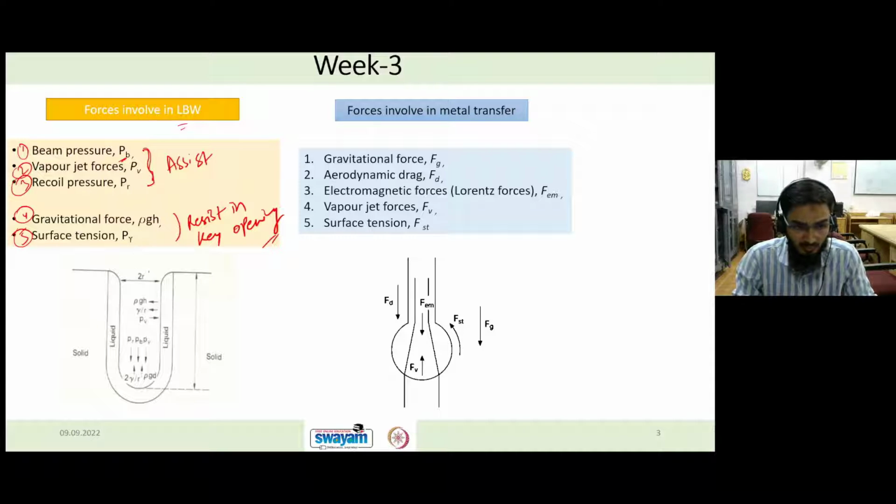So here you can see how these forces are generated. Let's say beam pressure. Beam pressure is nothing but the laser beam which is trying to penetrate inside your material. Then vapor jet forces and recoil pressure. The temperature generated here is very high, so your material will melt into the liquid state, and if the difference between the melting point and vaporization point is small, then what will happen?